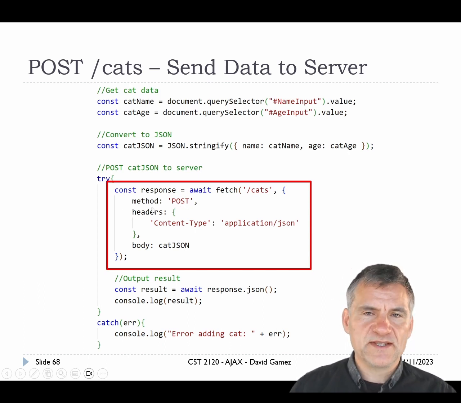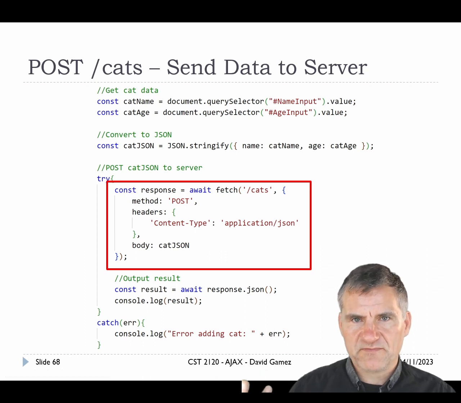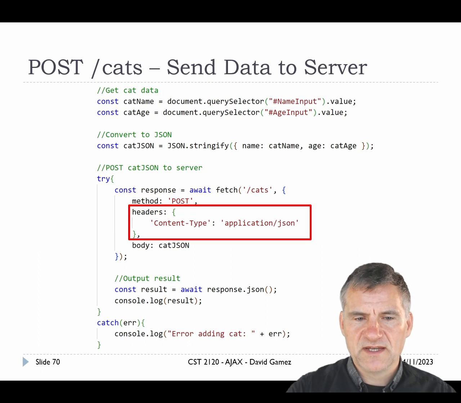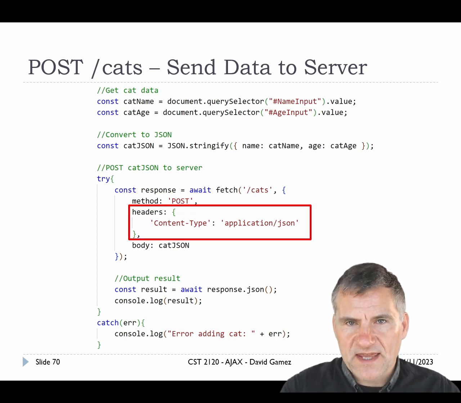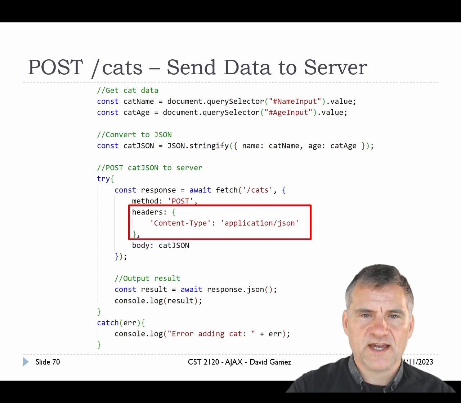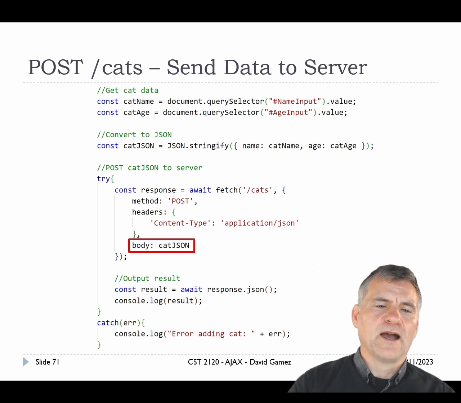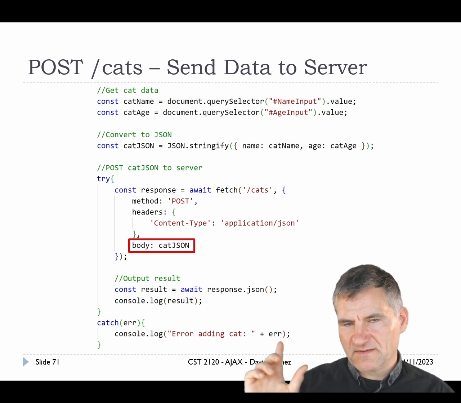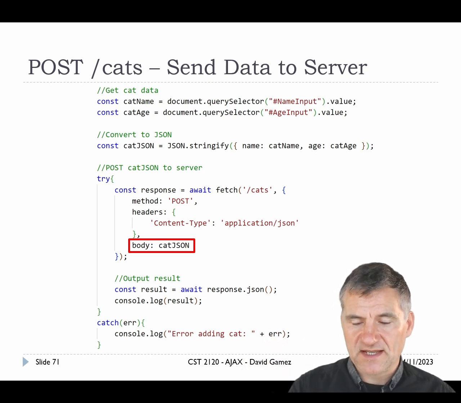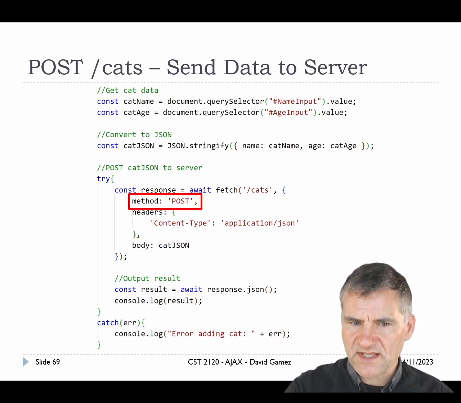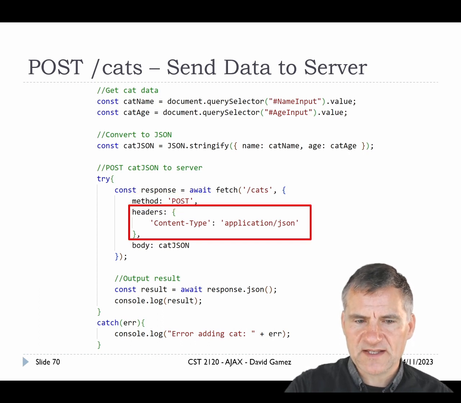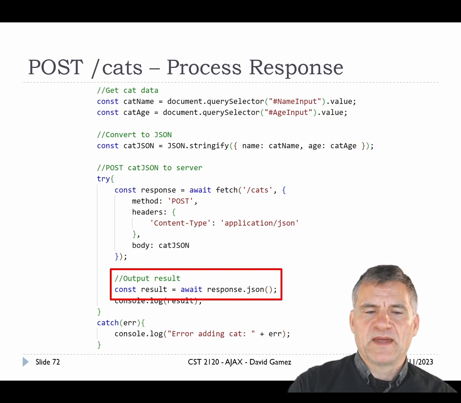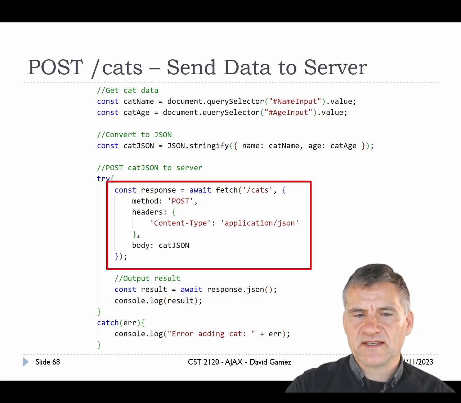We need to set the content type to application/json, as I explained with XMLHttpRequest. We can obviously set other headers if we wanted to. Sometimes you need authentication headers for certain kinds of web services. And here we're providing as the body of the message the JSON string containing the cat data we want to send to the server. So it's a little bit different from XMLHttpRequest, but kind of the same in many cases too. So that's going to send it to the server.